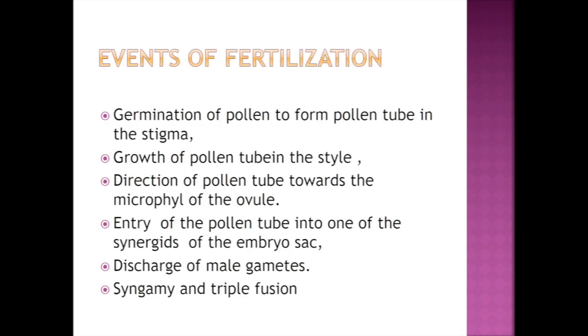So the events of fertilization: germination of pollen to form pollen tube on the stigma, and growth of pollen tube in the style, direction of pollen tube to the micropyle, then embryo sac, male gametes, then syngamy and triple fusion. These are all important for this fertilization.